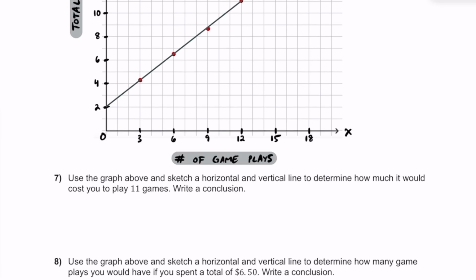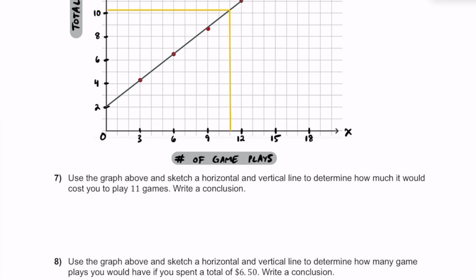So we're talking about 11 games here, so that's going to be along the x-axis, right? So let's go to 11 games. So here's 9 games, 10 games, 11 games. What we're going to do here is draw a line up from 11 all the way up to when we hit this graph, right? And once you hit the graph, we're then going to draw a horizontal line over to the y-axis here.